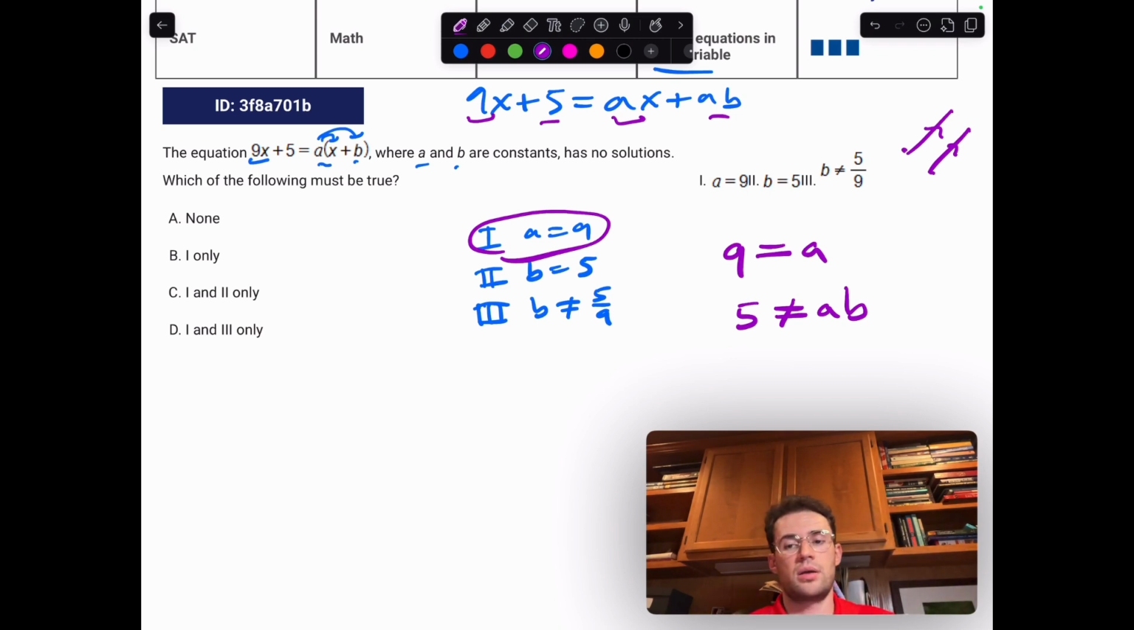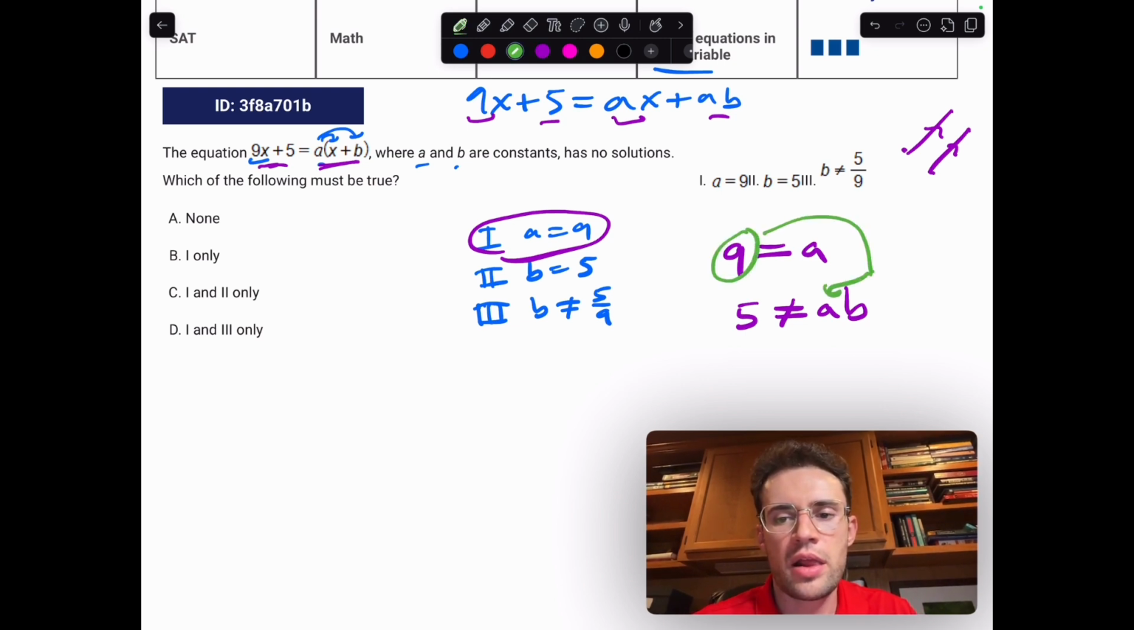They're going to pass at every point. Or you think of it as like this expression would be the same as this expression. They would cross at every single point, for every single value of x. So since we know that a is 9, we can plug this in for the a here. And we could say that that means that 5 is not equal to 9b.